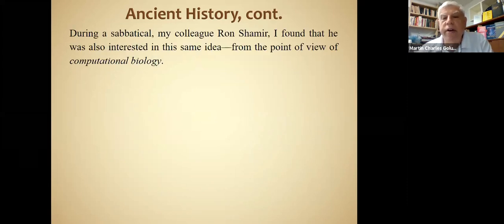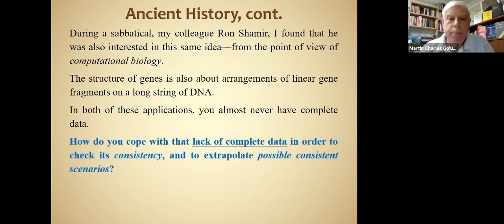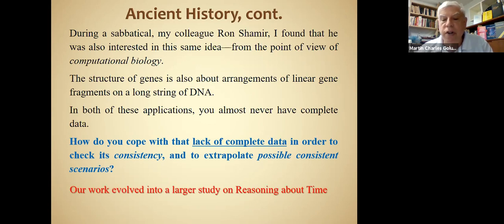So during my sabbatical that year, Ron Shamir, who was also on sabbatical, had some discussions with me. And I found that he was interested in the same idea coming from computational biology, where in that case, the structure of genes that are arranged in a linear fashion along a string of DNA also had partial information. You were trying to reconstruct the gene and how those linear segments would combine. And in these applications, you almost never have complete data, but you try to cope with as much data as you have and use consistency to extrapolate other possible relationships and scenarios that are consistent with what you have.